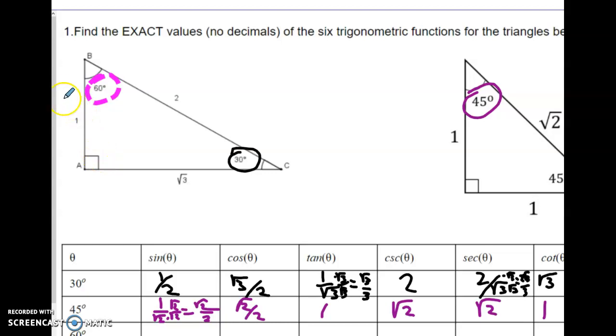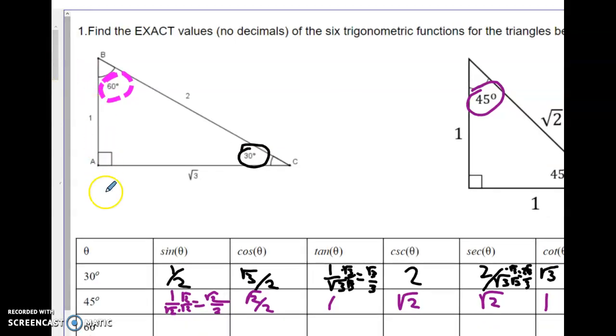Now looking at the 60-degree angle, so our reference angle is 60 degrees. So I'm going to circle it in red because that's the color I'm going to use now. So the sine is opposite over hypotenuse, which is the square roots of 3 over 2. The cosine is the adjacent over the hypotenuse, so that's just 1/2. The tangent is the opposite over the adjacent, so square roots of 3 over 1, or just square roots of 3.